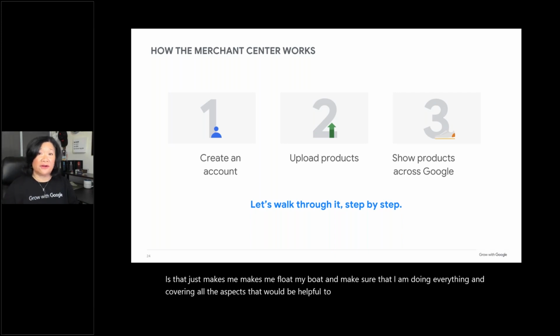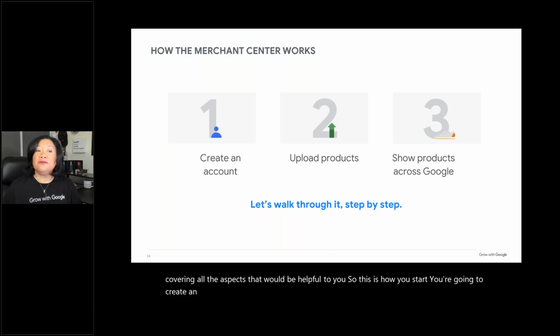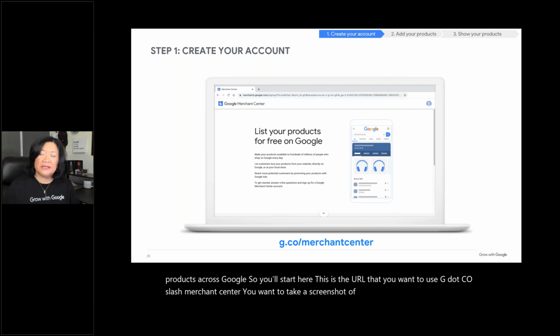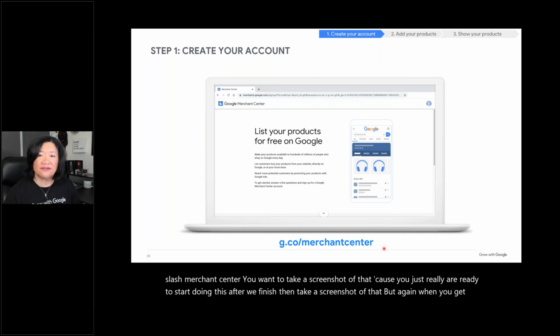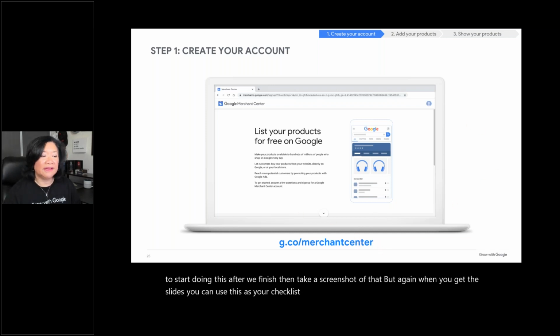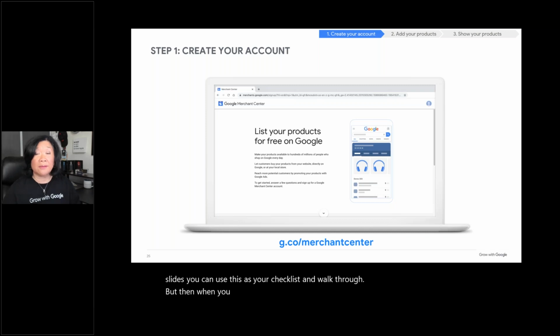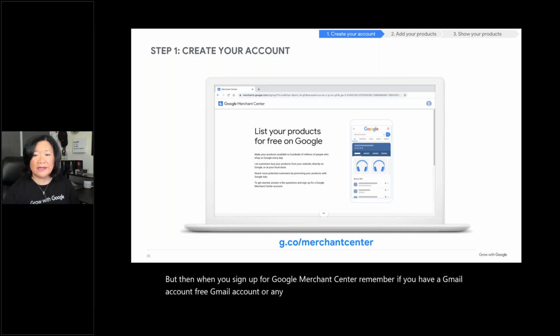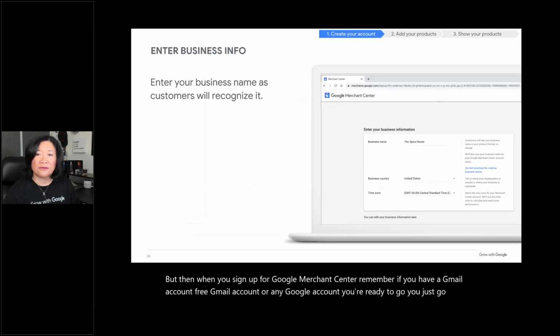So this is how you start. You're going to create an account. You're going to upload your products, and then you're going to show those products across Google. So you'll start here. This is the URL that you want to use, g.co/merchantcenter. If you want to take a screenshot of that because you really are ready to start doing this after we finish, then take a screenshot of that. But again, when you get the slides, you can use this as your checklist and walkthrough. But then when you sign up for Google Merchant Center, remember, if you have a free Gmail account, or any Google account, you're ready to go. You just go to here and it'll see your credentials.